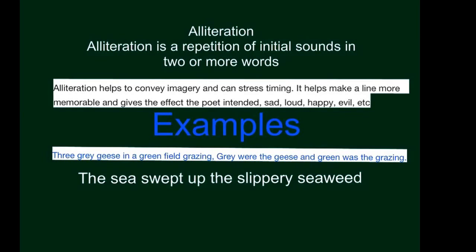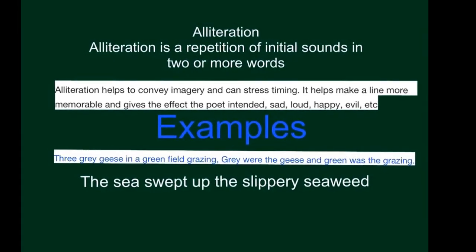We can have some more funny examples of alliteration in poetry, and there can be some more serious ones. But a few of the ones we found were: three grey geese in a green field grazing. Grey were the geese and green was the grazing. Or the sea swept up the slippery seaweed. The idea of having at least two words in a sentence that have the same initial sound is an example of alliteration. Okay. Once again, like the ones we talked about in class: Betty bought a bit of butter, or she sells seashells, or Peter Piper, whatever that one is. Or how much wood could a woodchuck chuck if a woodchuck could chuck wood. All those are examples of alliteration as well. All right, let's move on.